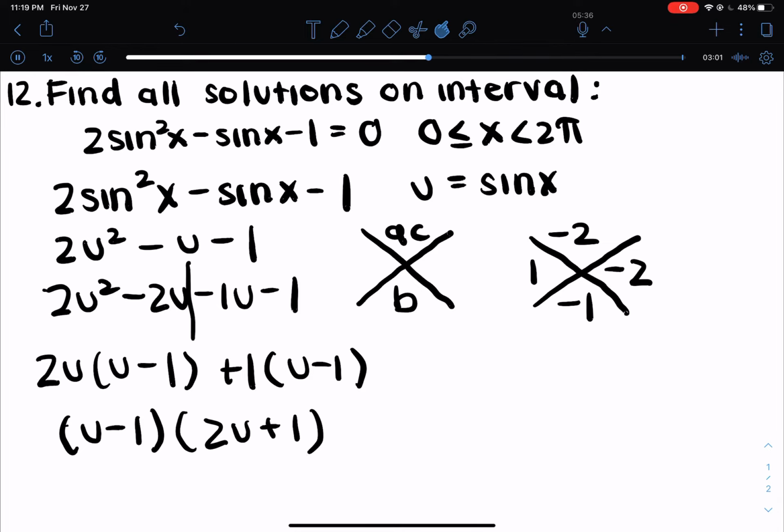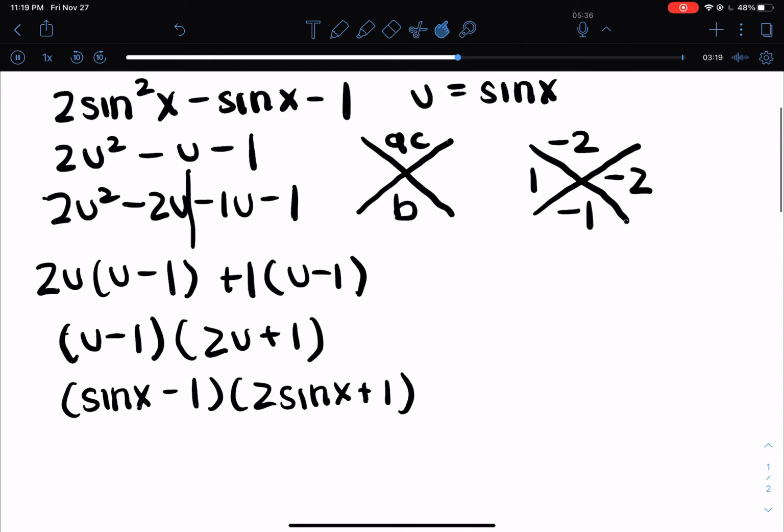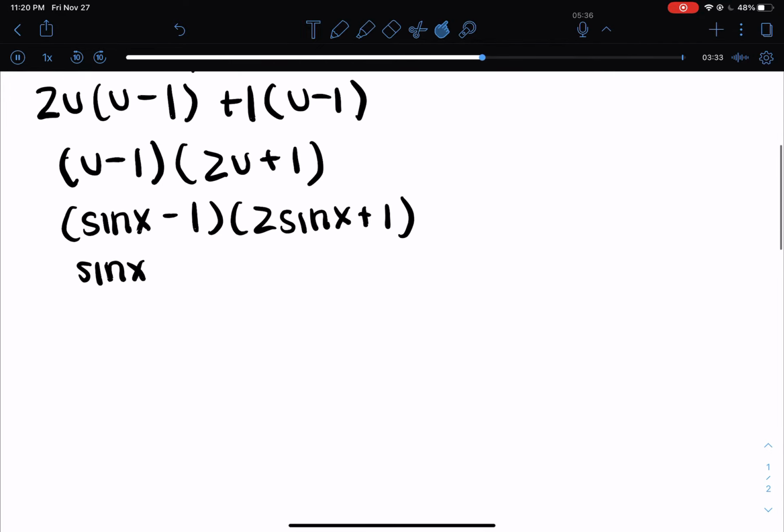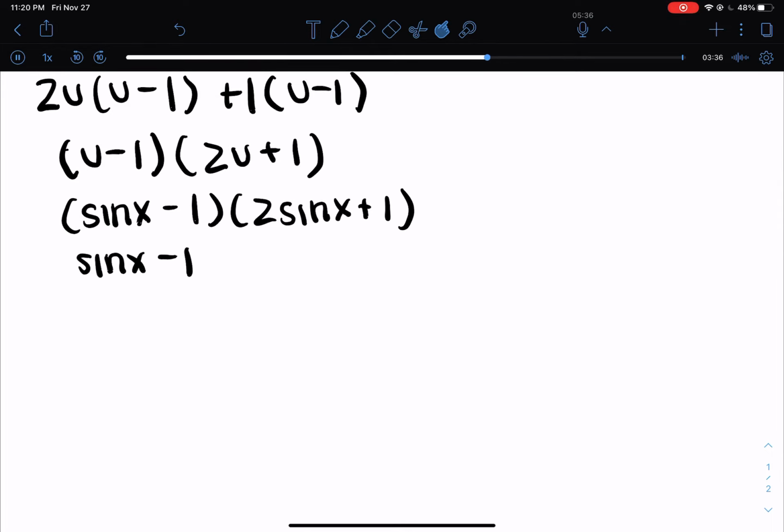Okay, so now what we can do is resubstitute the sine x back in for the u. So it will be (sine x minus 1) times (2 sine x plus 1). Now the next thing we have to do is find the zeros, or solve for x in these equations. So I'm gonna set these equal to 0 and isolate the trig function. So it will be sine x minus 1 equals 0, and 2 sine x plus 1 equals 0.